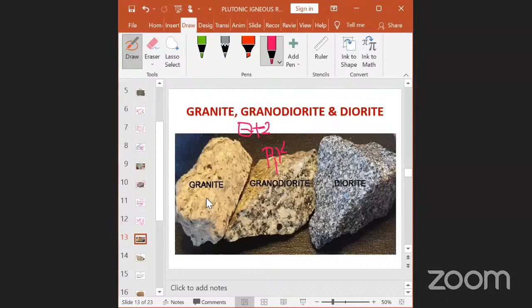So you see the difference. This is the light color and this is a darker color than granite, right? The chemical and X-ray analysis of granite and granodiorite can be used to fingerprint these rocks. So this is the difference between granite and granodiorite.